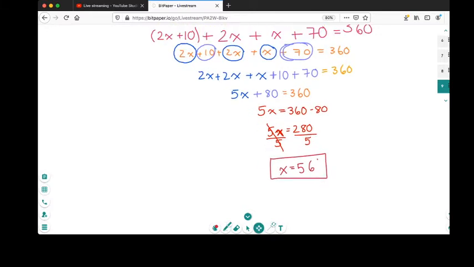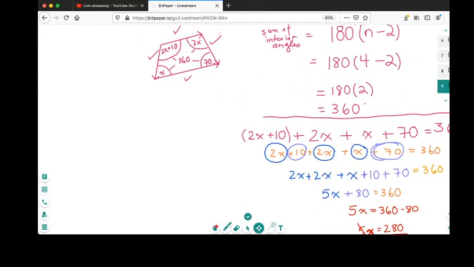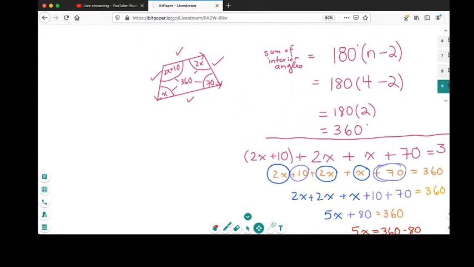Does that mean that our question is over? Probably not, because we still have to figure out all of the different angles. So given this information that x is equal to 56, let's go ahead and label these angles. We're going to call this one angle A, this angle B, this angle C, and this angle D. We obviously know what D is, so we're just going to keep that as 70.